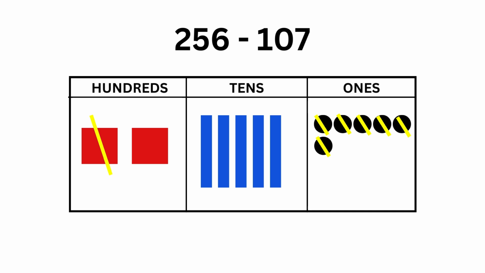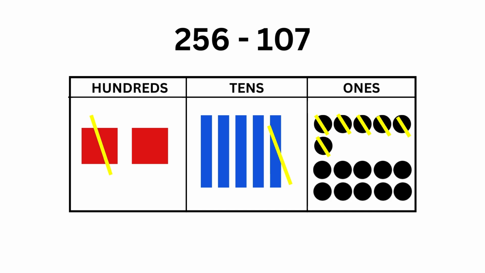So we have to borrow 1 of the tens from the tens column. So we're going to cross out 1 of the blue rectangles, and that gives us 10 ones. And now we can take away that extra 1 that we need to have 7 that we take away. And then when we look to see what's left over, we have 100 left, 1 red square left, 4 blue rectangles in the tens place. So we have a 4, and then we have 9 ones left over. So our answer would be 149.